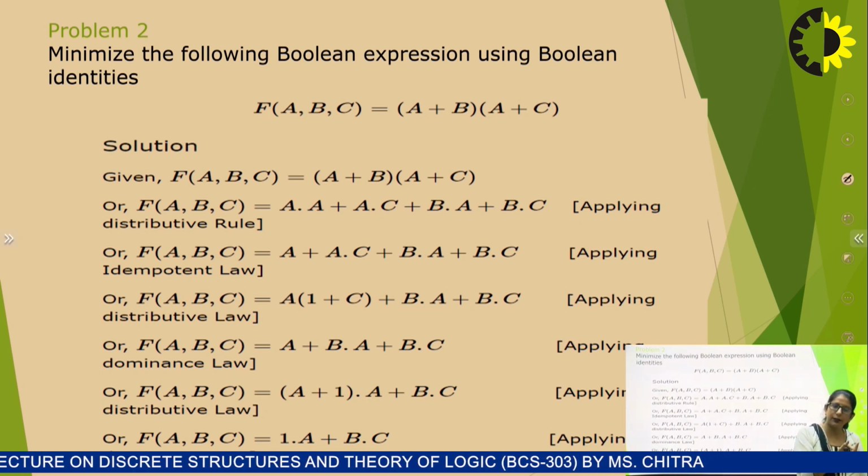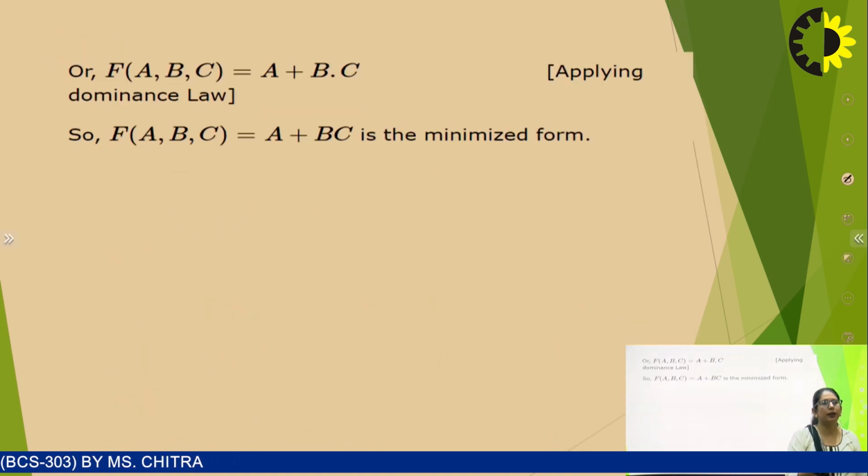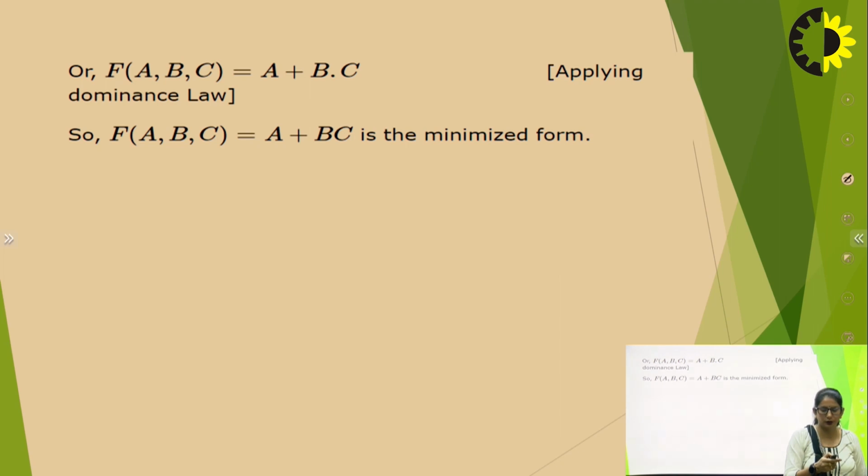Then again from the next 2 terms, we can take an A common. Right? If you have taken A common, then what is left? 1 plus B. Or you can take B common internally, then it will leave A plus C. Vice versa, both are possible, right? So the final expression left here is A plus BC. That is a minimized expression by using the laws.